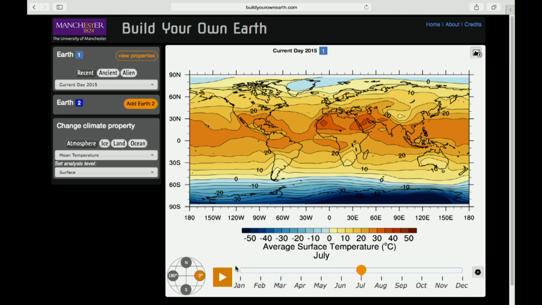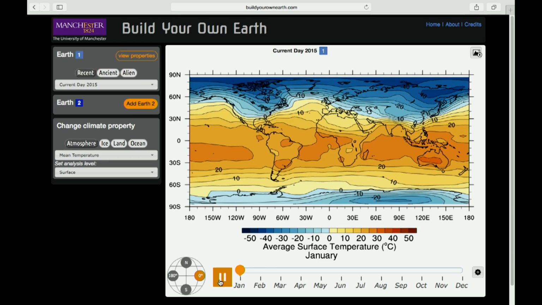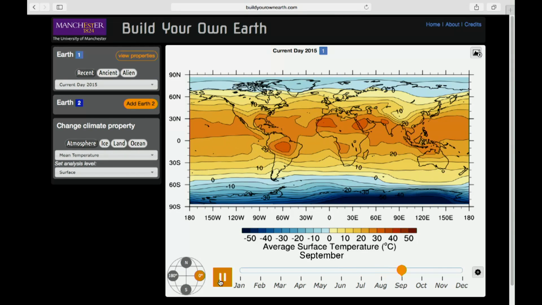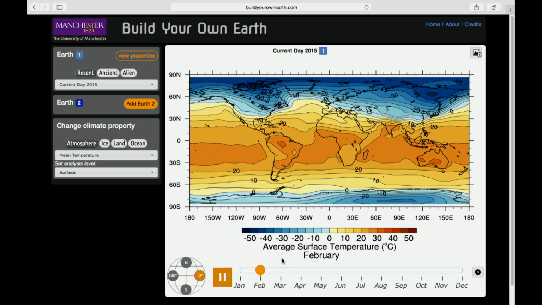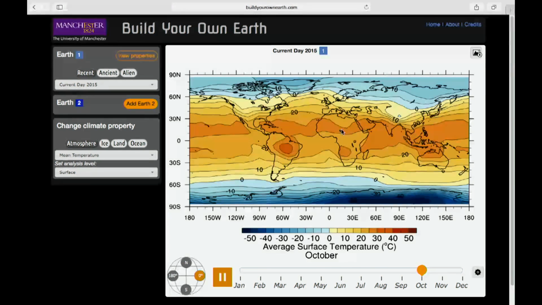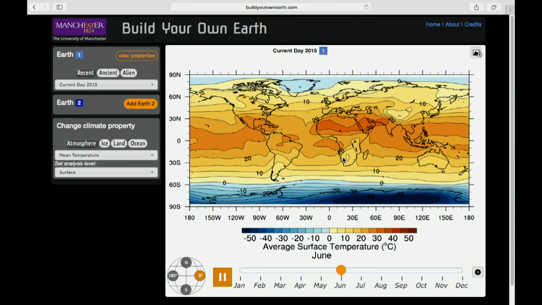If we let this scroll through the entire year, we can see how the areas of highest temperatures proceed from the south to the north over the northern hemisphere summer and proceed back down to the south during the southern hemisphere summer.